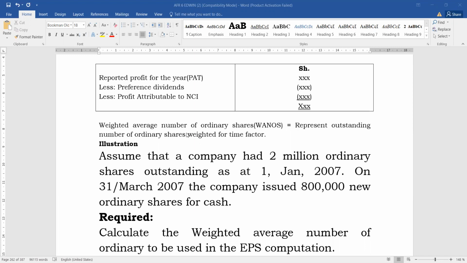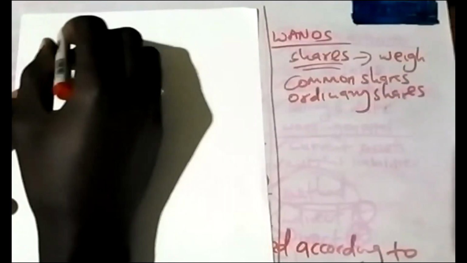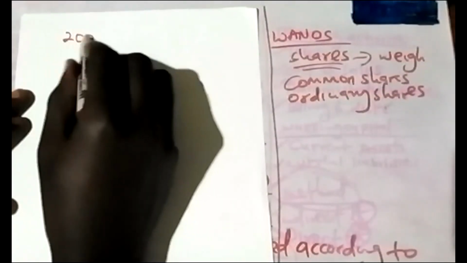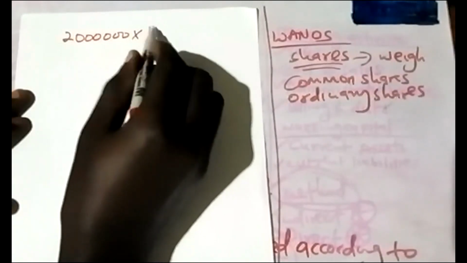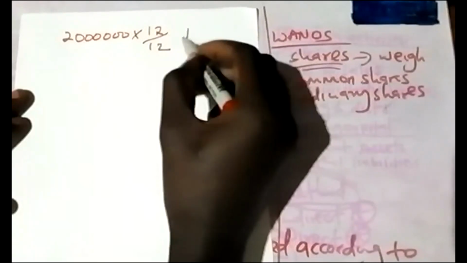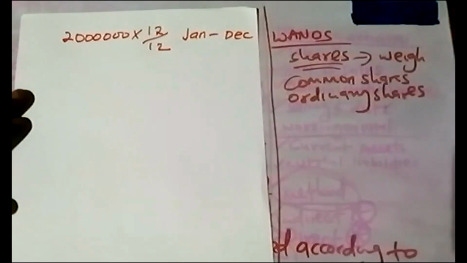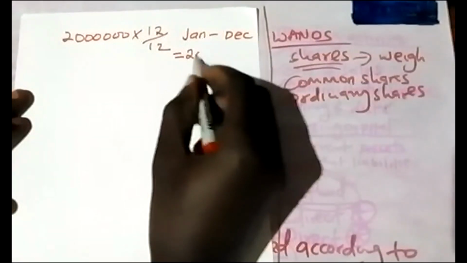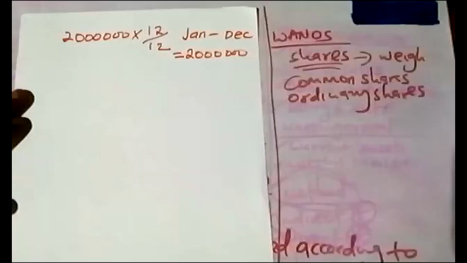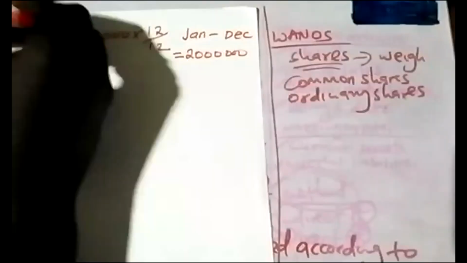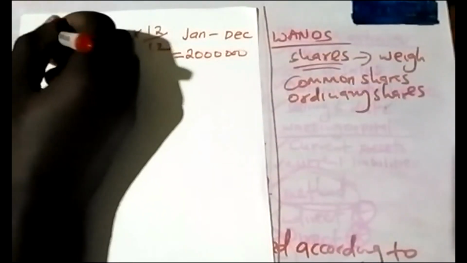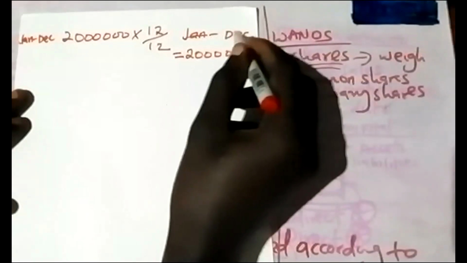Yes, 9. So you can weigh them in 2 ways, and you choose whichever is easier. The first one: we were having 2 million, which were there from January to the end of the year. So this is January to December, and the figure will be 2 million. This space is enough, so January to December, so that you can understand well.